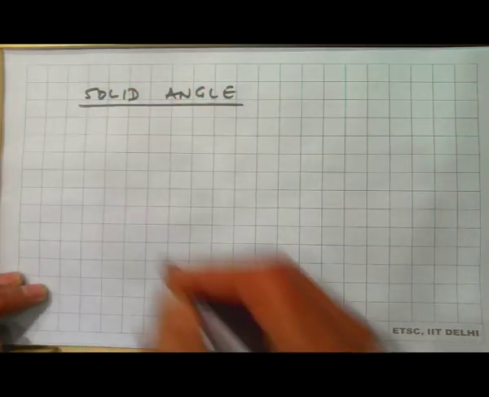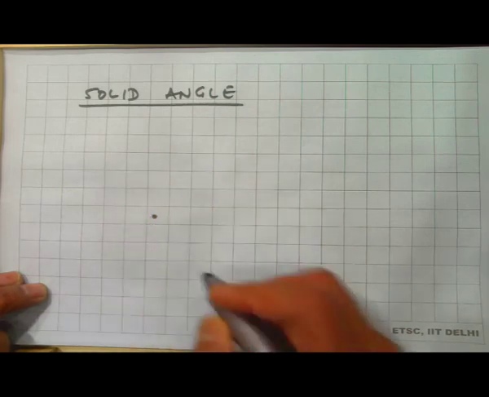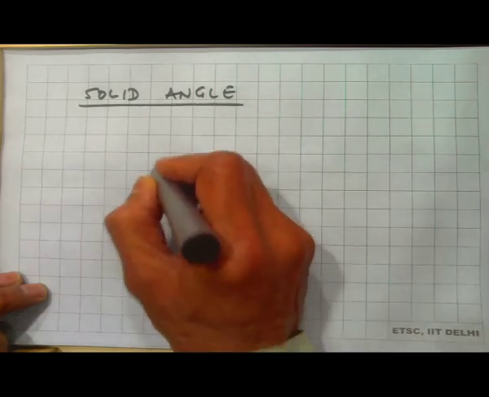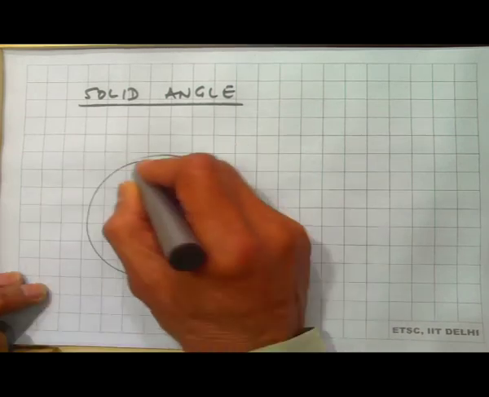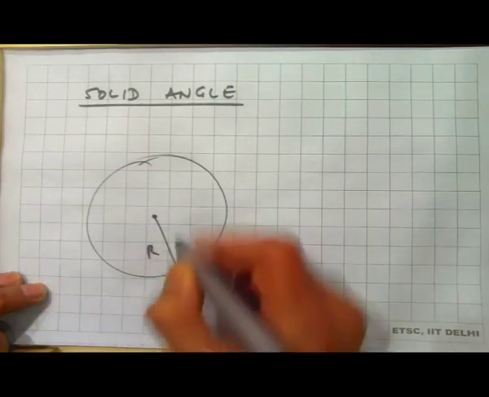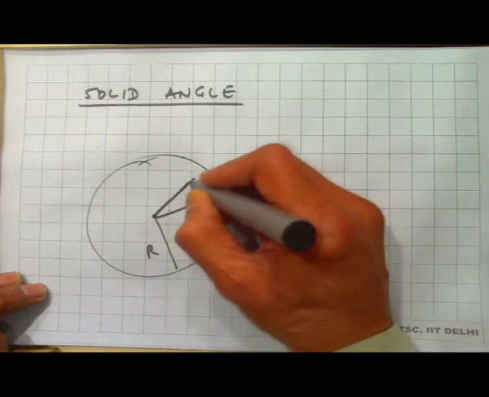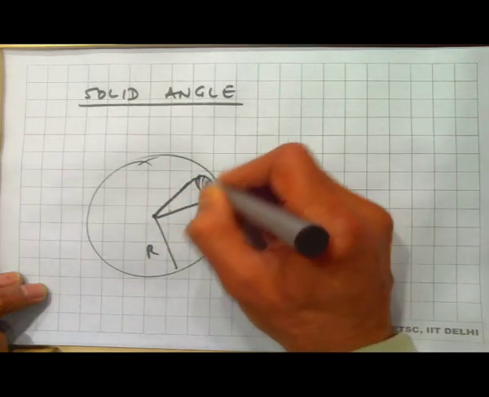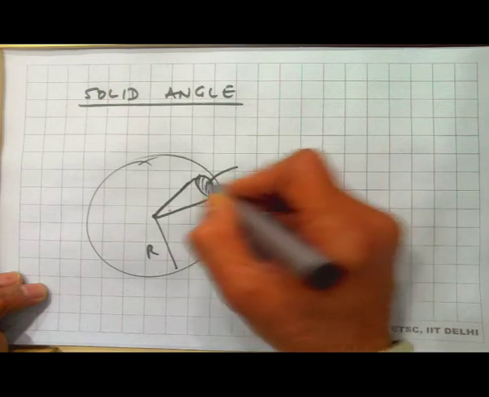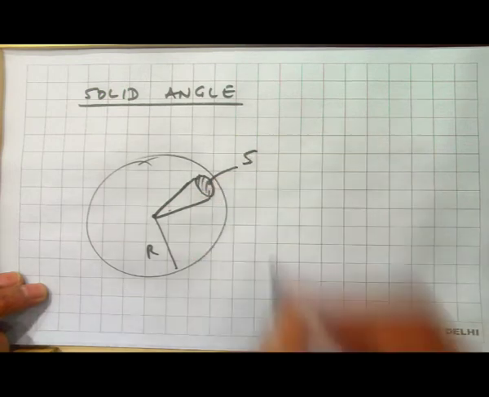So, suppose I have a point here, I draw a sphere around this point, a sphere of radius r, and if you draw a cone from this point onto the sphere, it intersects the sphere in a certain area, say S. S is the area.